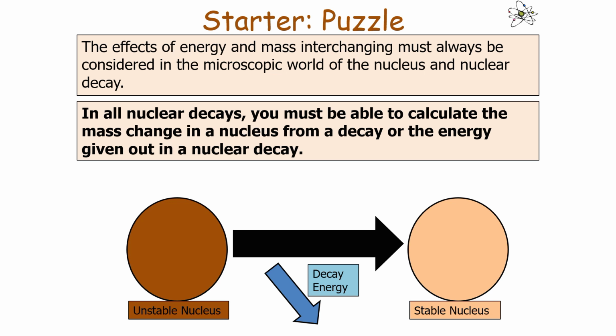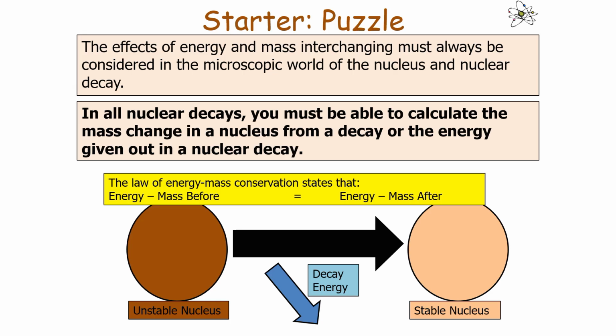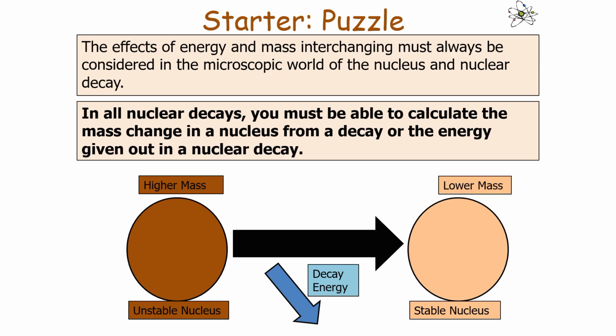So in all nuclear decays, you've got to be able to calculate the mass change in a nucleus from a decay, or the energy given out in a decay, because if we have the law of energy-mass conservation, we would say that energy-mass before is equal to energy-mass after. So in all nuclear decays, you're going to have to think about what happens when you go from your unstable nucleus to your stable nucleus.